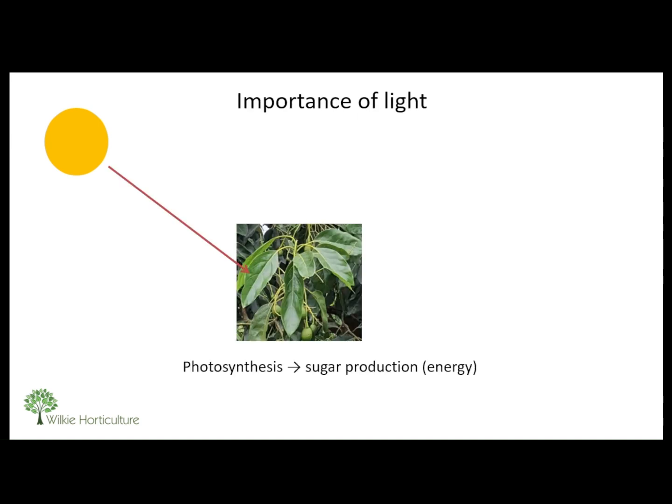So what is the importance of light? Well, the main importance of light, quite simply, is that when sunlight and the photosynthetically active radiation portion of sunlight hits a leaf, it allows that leaf to undergo photosynthesis, which transforms the light energy into chemical energy, which is sugar, which can be used by the tree either as the building blocks for the branches and the fruit, or actually as energy.